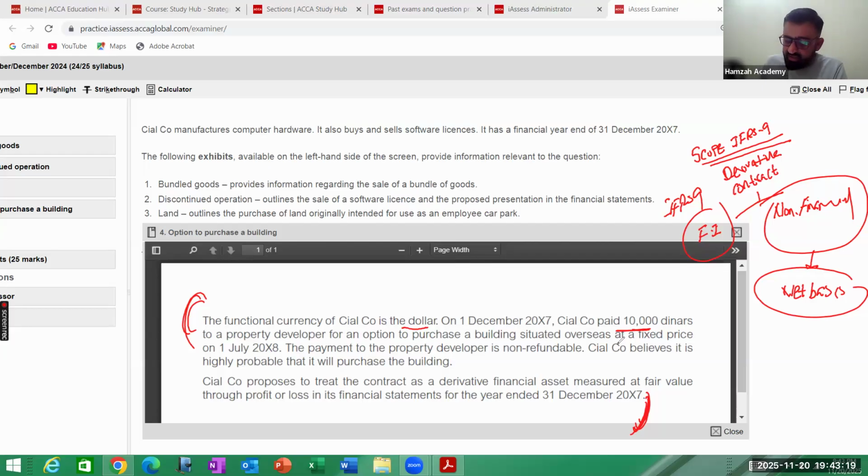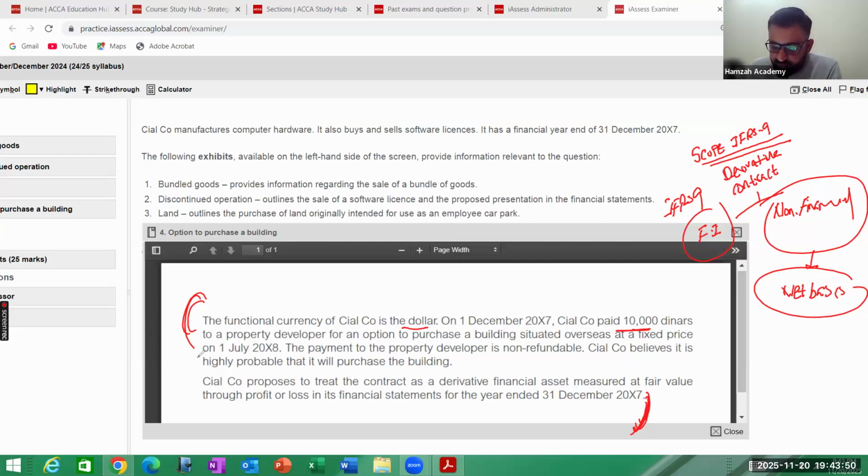Now, keeping these points in mind, if we read it again, the functional currency of C company is the dollar. On 1st December X7, C company paid 10,000 dinar to a property developer for an option to purchase a building situated somewhere at a fixed price on 1st July X8. The payment to the property developer is non-refundable.